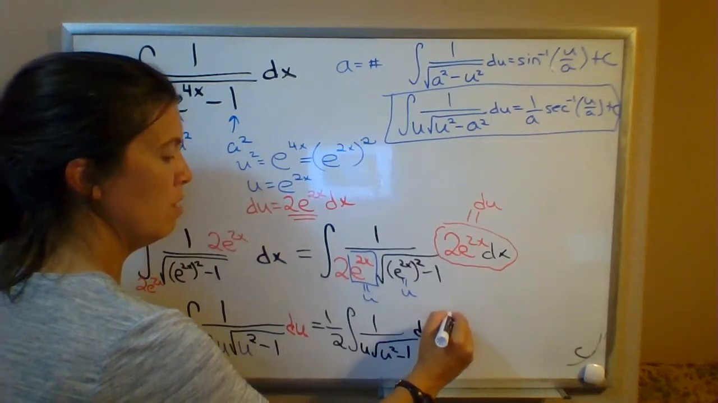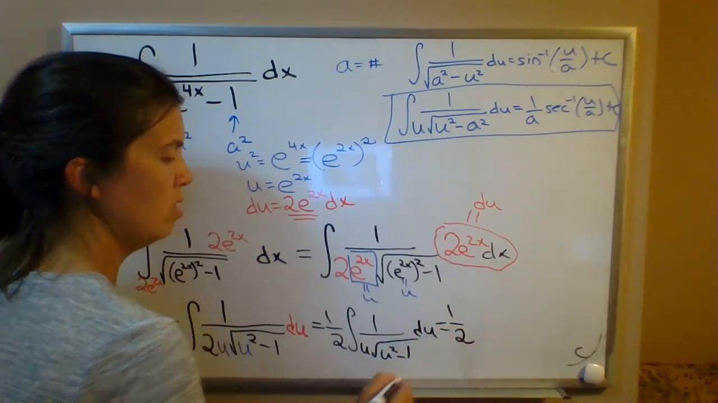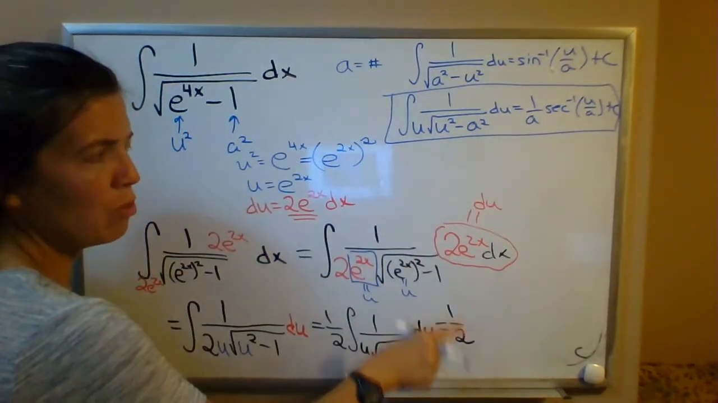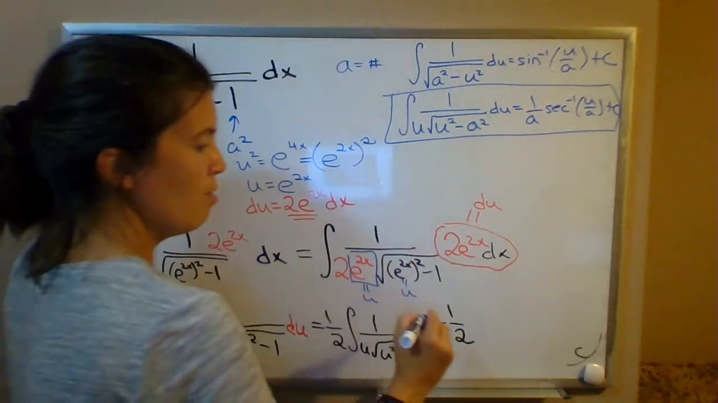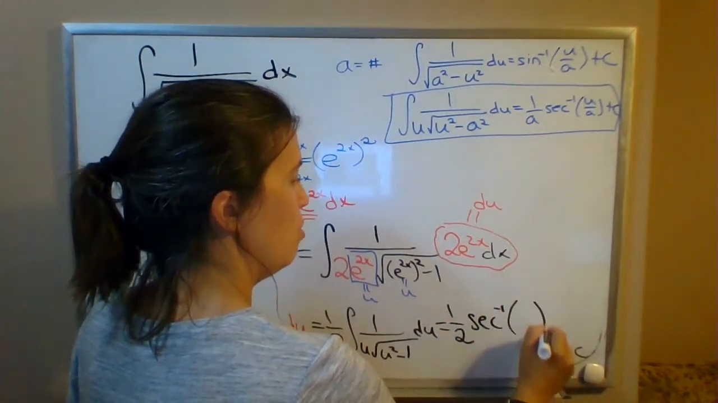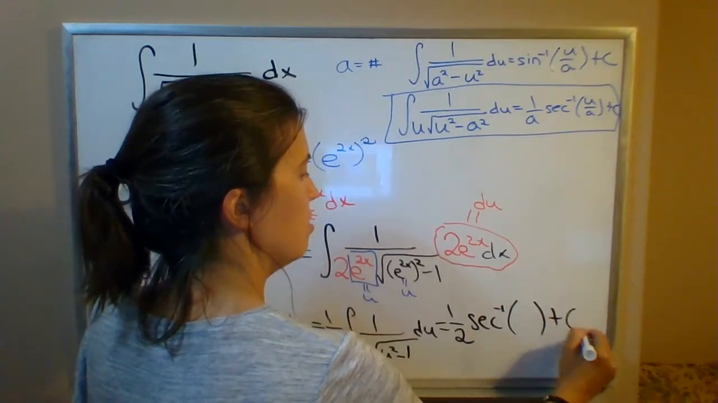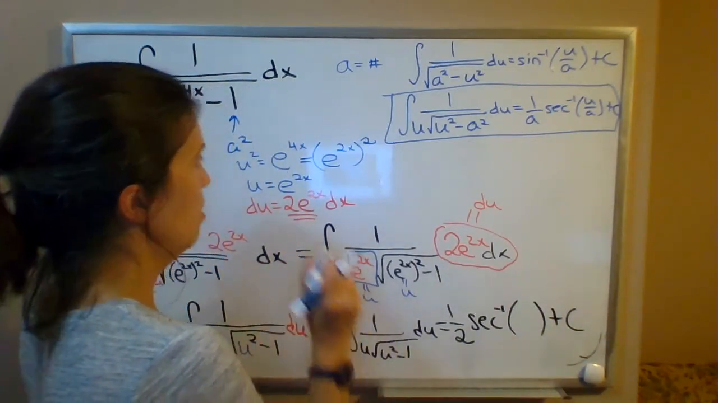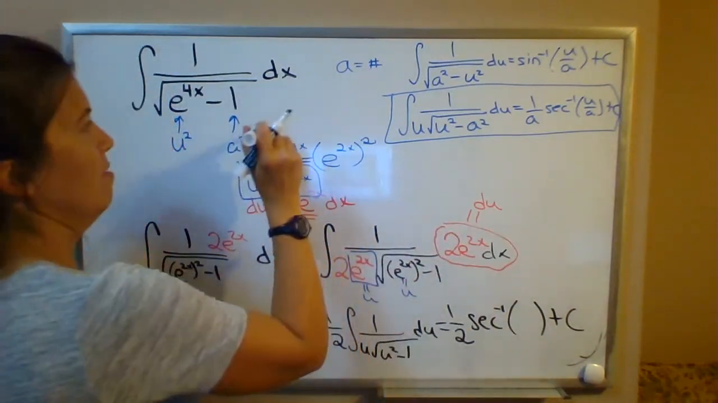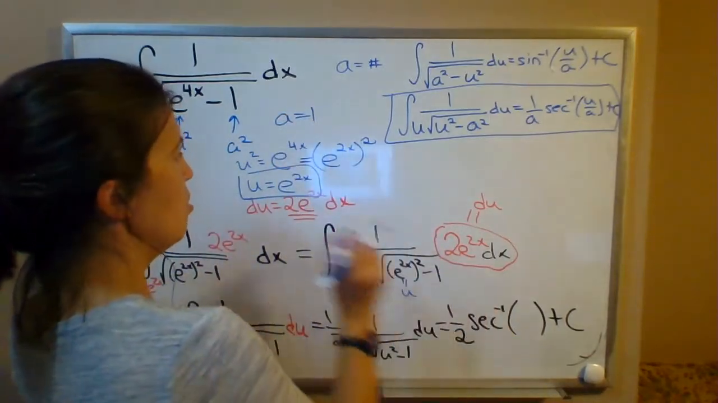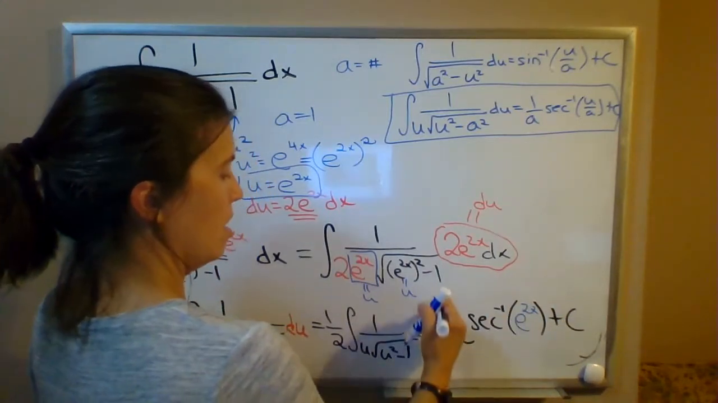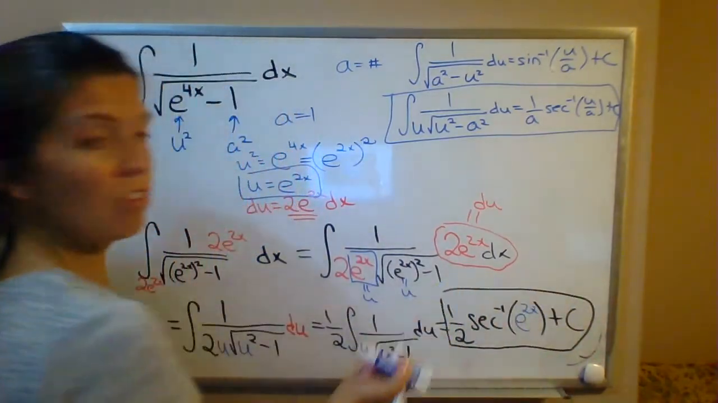So the antiderivative is 1 over 2 times 1 over a, but a is 1 in this case, so I'm not going to write the 1 over 1. Inverse secant of u over a plus c, where the u is e to the 2x and a is 1. I should have written that way up here. So u over a is going to be just e to the 2x. And this is your final answer.